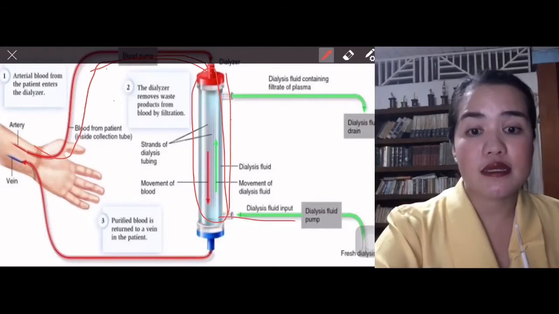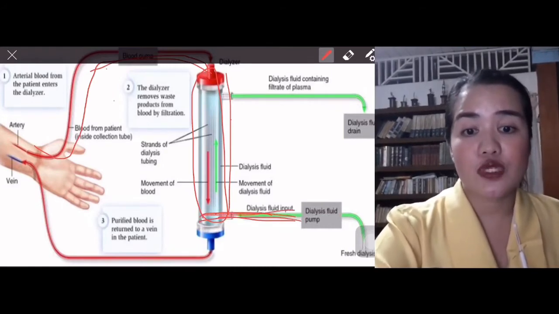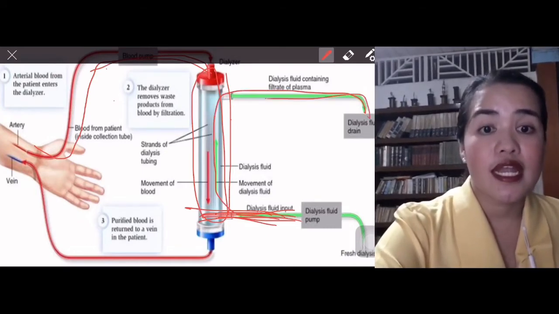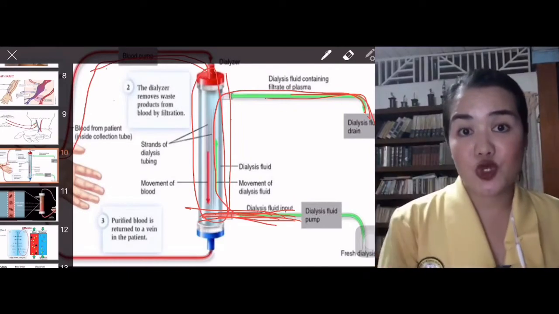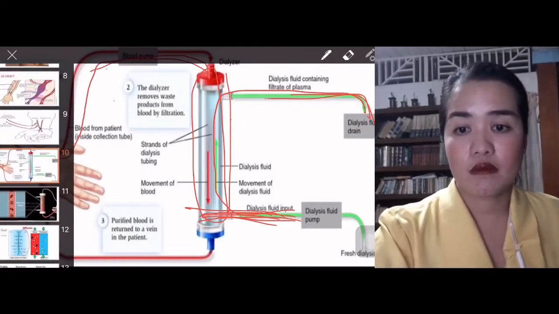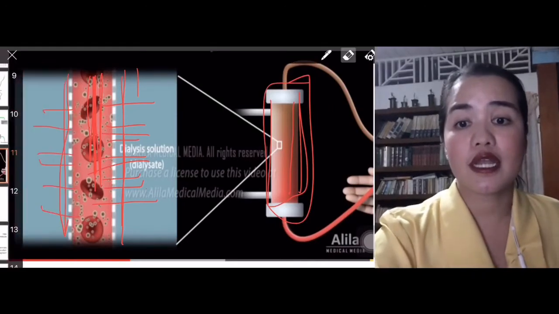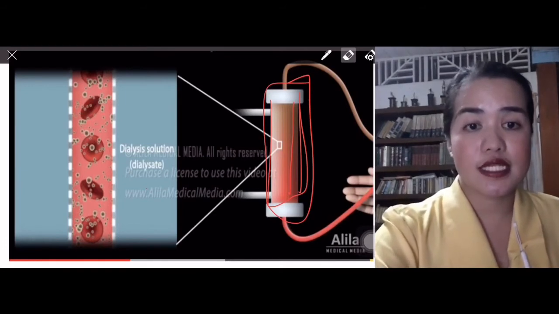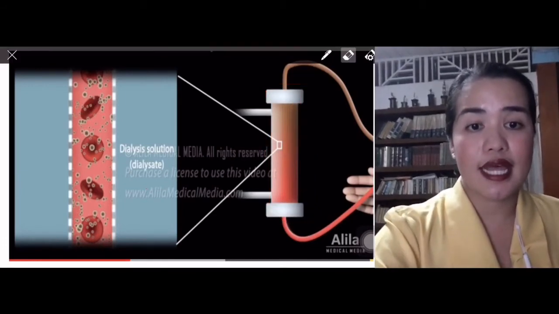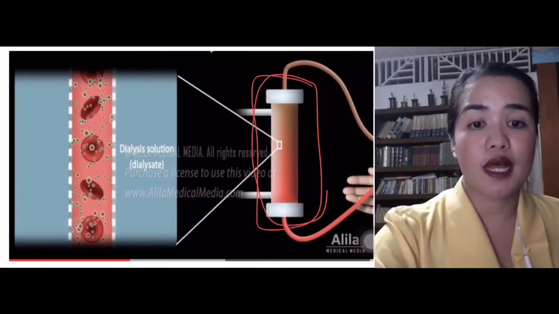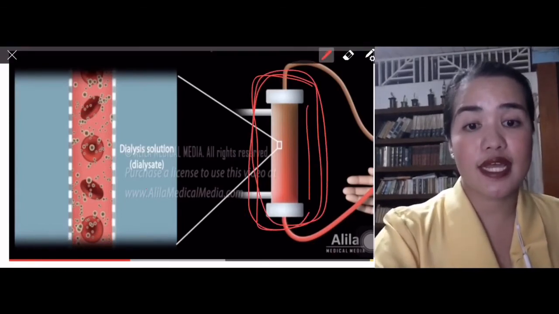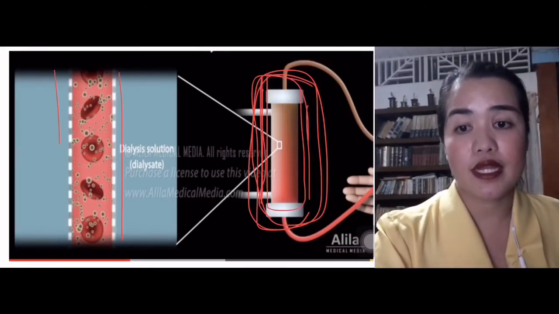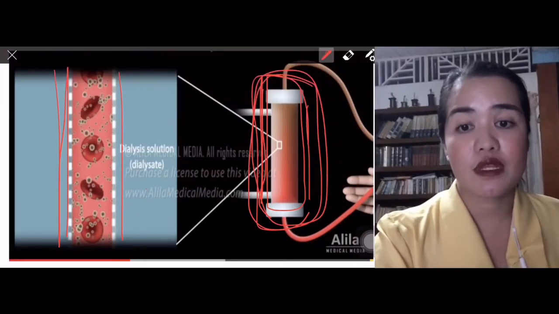So the dialysate is continuously introduced here, and then it is continuously drained here as well once it is already used. Now, with the process of diffusion, once the blood enters the dialyzer, this is the example, this is the dialyzer. Once the blood enters the dialyzer, the wall of the dialyzer is a semi-permeable membrane. This is a semi-permeable membrane. This is the wall of the dialyzer.